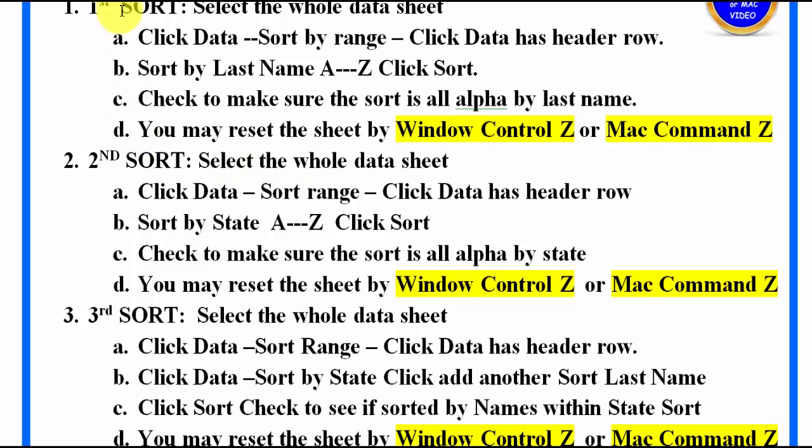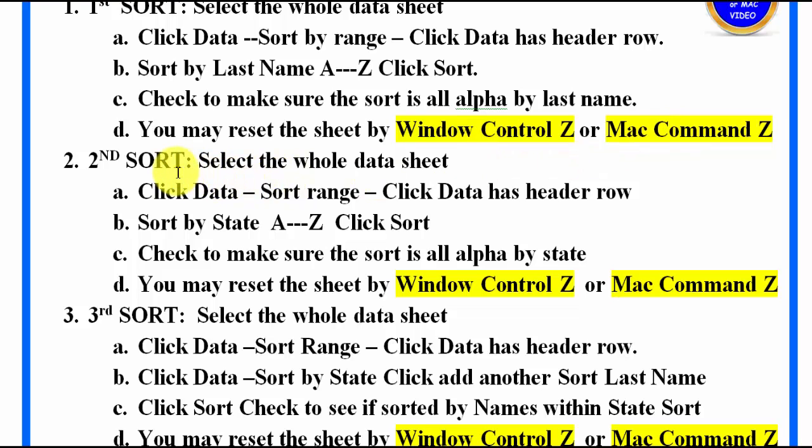You'll notice we've specified for sort 1, select the whole data sheet. Click on Data, Sort by Range. Click Data has Header Row, then sort by Last Name, A to Z, and click Sort. That's pretty straightforward. Check to make sure that it's all sorted alphabetically by last name. Then, to get back to your normal reset, if you're on Windows, it's Control Z. If you're on a Mac, it's Command Z.